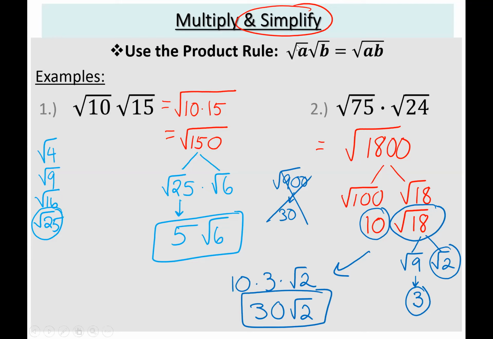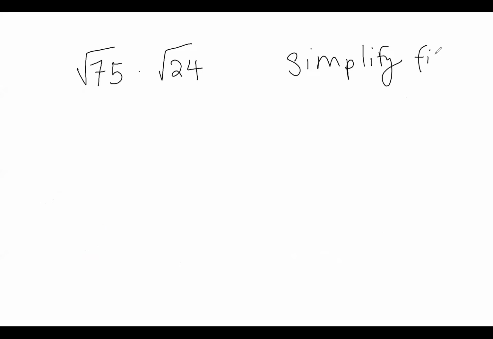I told you I was going to show you another way to avoid such a large number, and I'm going to show you that right now. So let's take a look at another way to simplify, especially when our square roots are kind of on the bigger side, like what we have here. So the square root of 75 times the square root of 24. Rather than multiplying first, we're going to simplify first. So let's look at each square root separately.